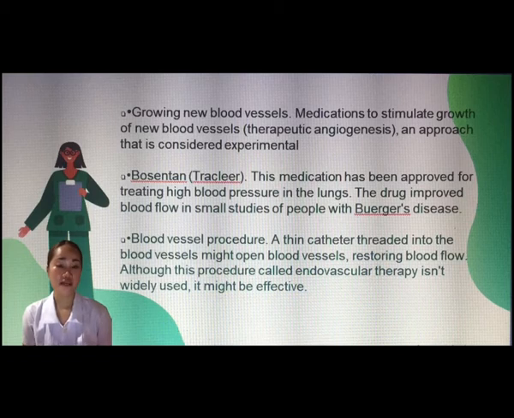Growing new blood vessels, or therapeutic angiogenesis, uses a medication to stimulate the growth of new blood vessels. Bosentan has been approved for treating high blood pressure in the lungs, since these diseases can cause vasoconstriction of the blood vessels, so there is a possibility for hypertension. This drug improves the blood flow of the patient. In the blood vessel procedure, a thin catheter is threaded into the blood vessel. It might open the blood vessels and restore blood flow. This procedure is called endovascular therapy.